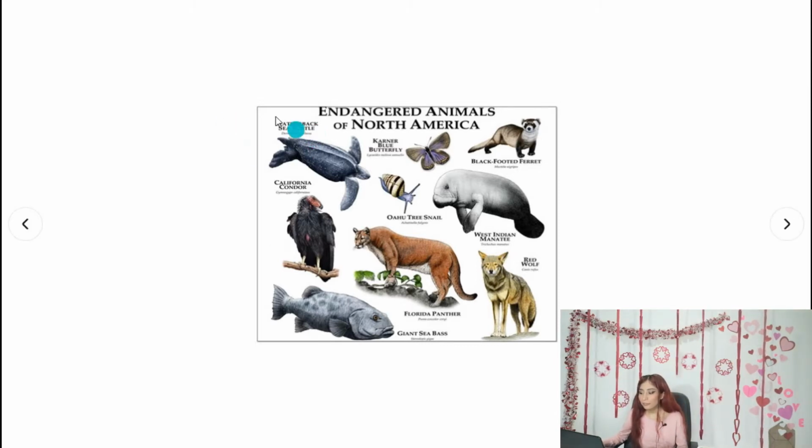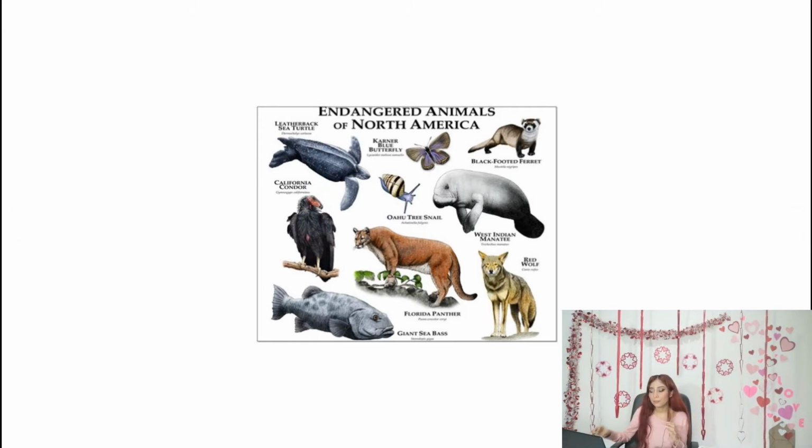So we have, for example, this huge turtle. You have the name in here. The California condor. It's similar to the Andean condor, but they are from different areas. Then we have the giant sea bass. Then we have the red wolf that is super popular, but it's endangered because people keep hunting them.